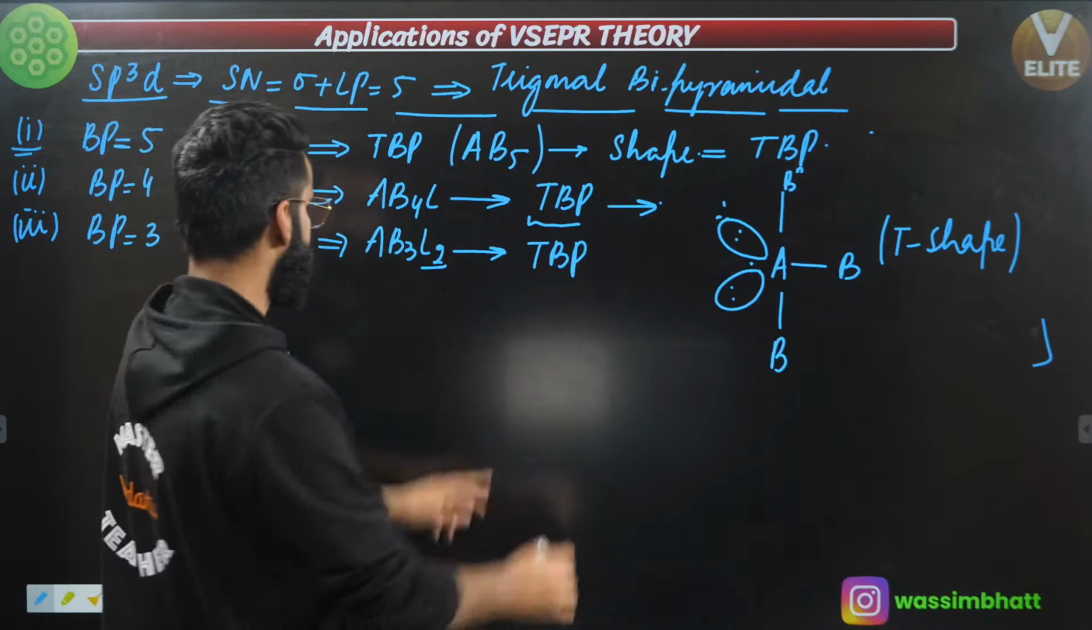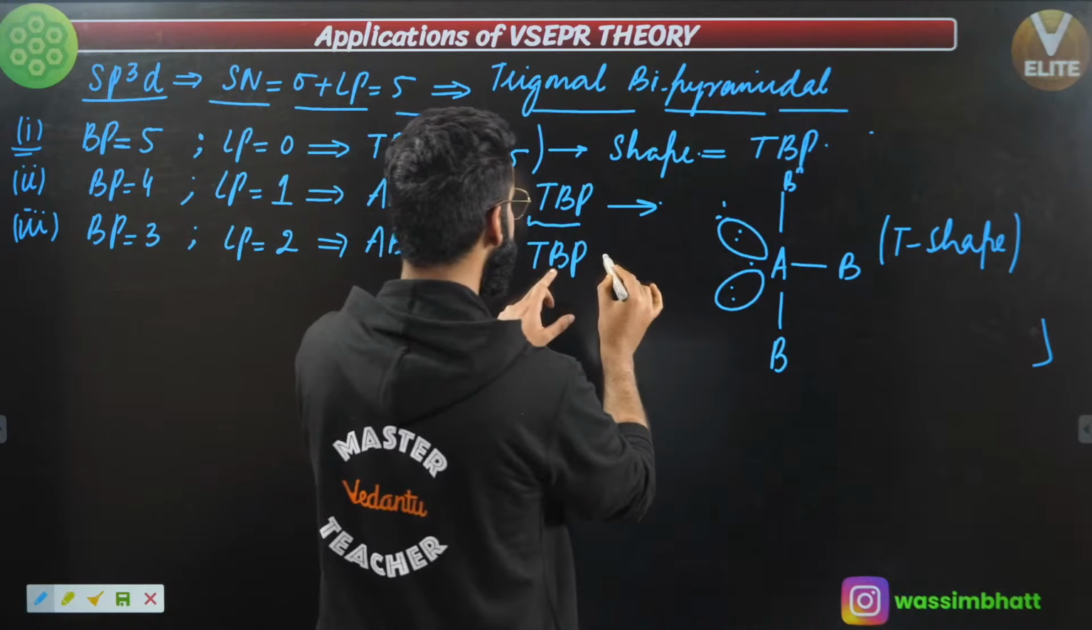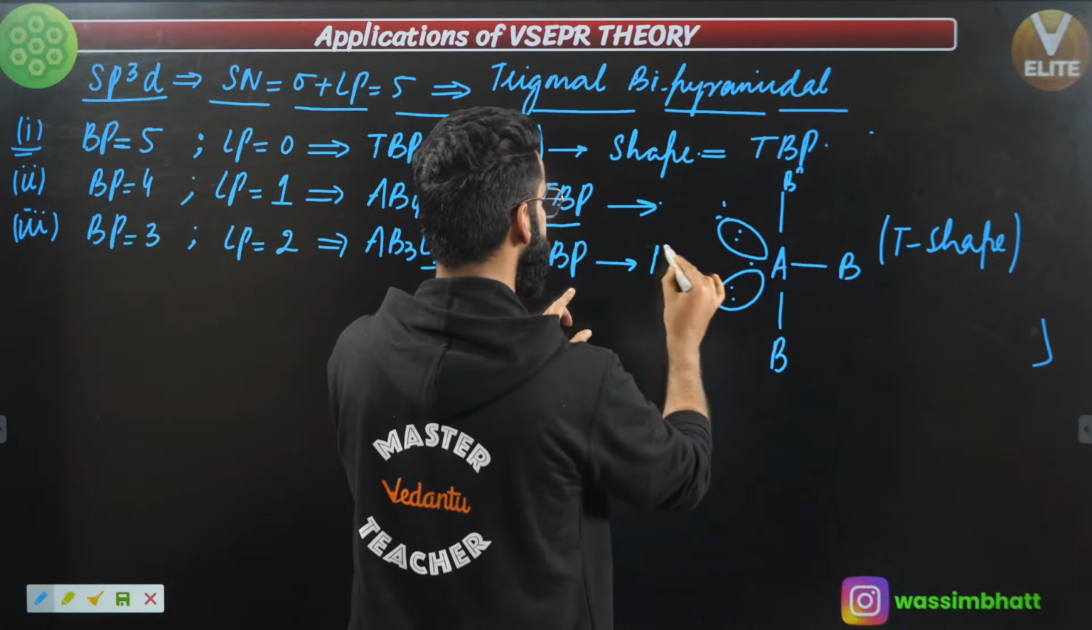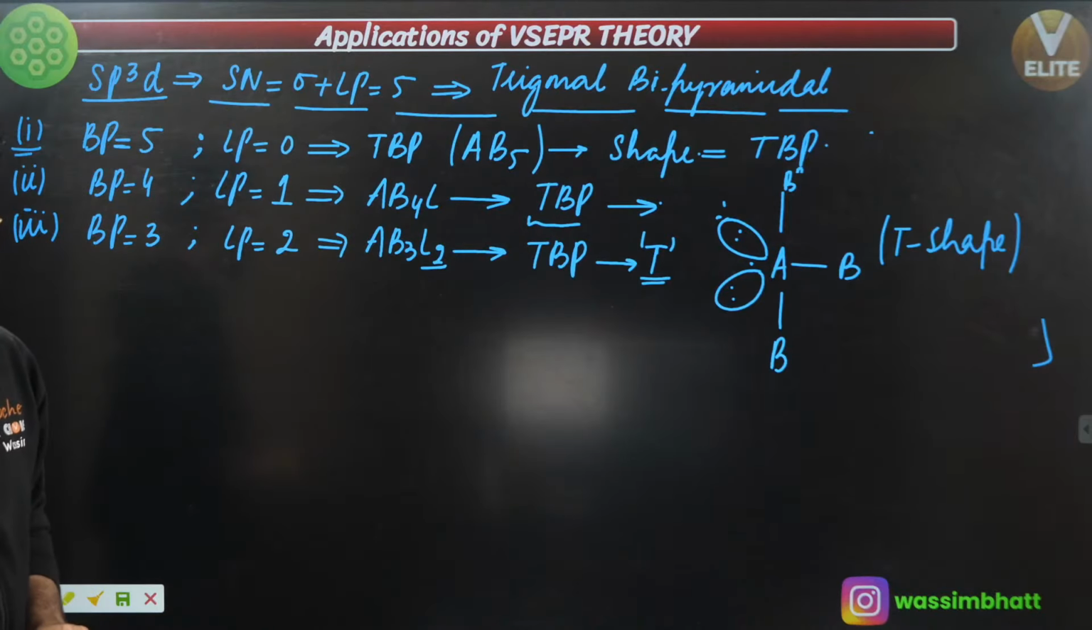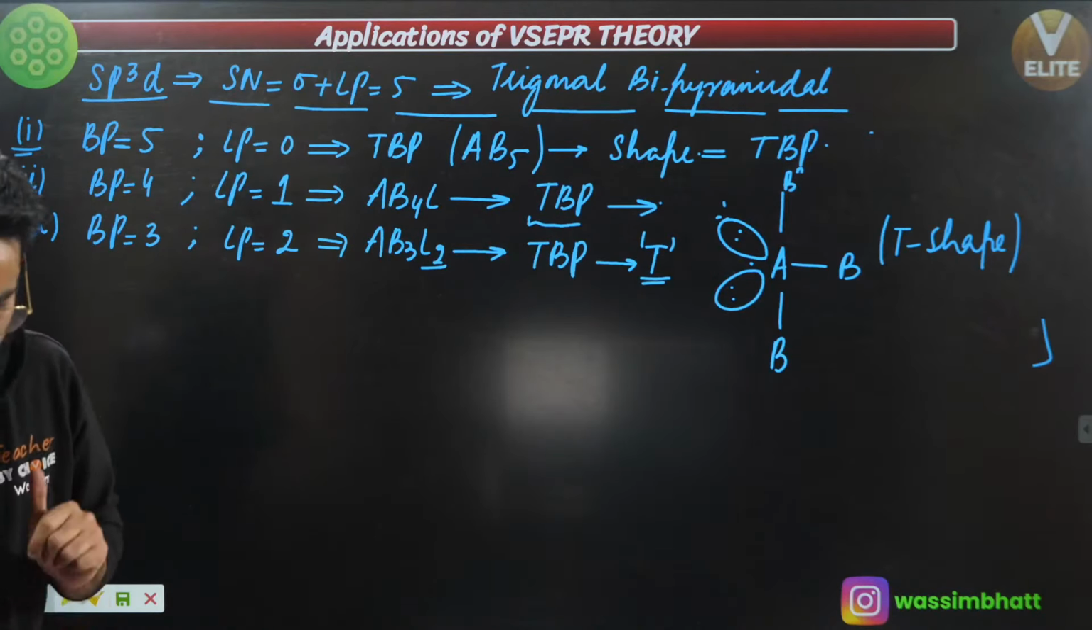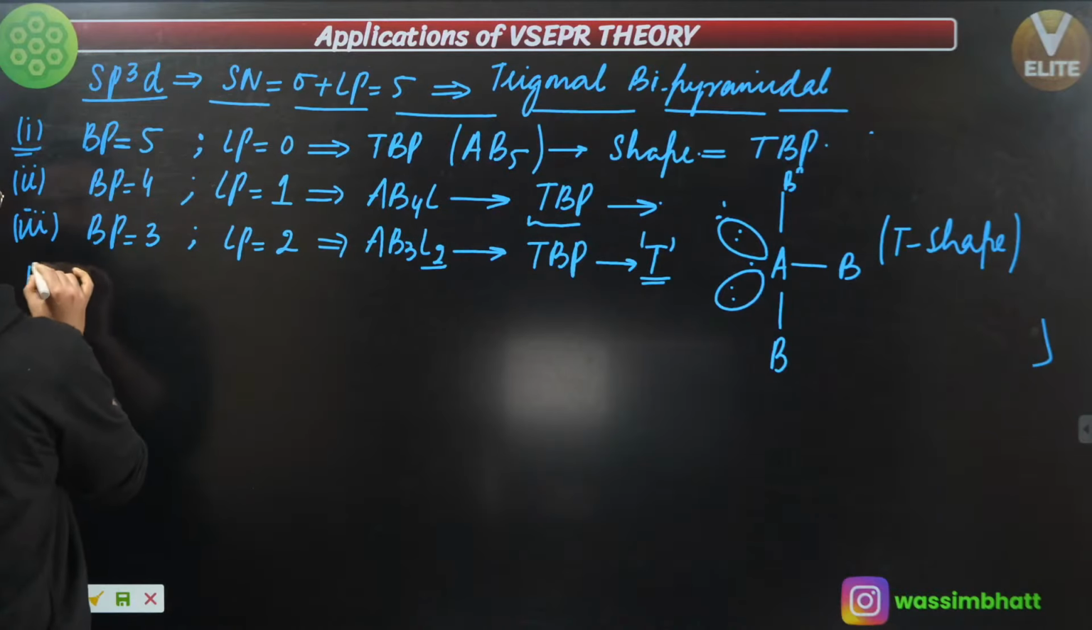Correct. So the geometry is trigonal bipyramidal in this case, but the shape is what? Shape is T. Right. Now, let's move on to one more case in this.